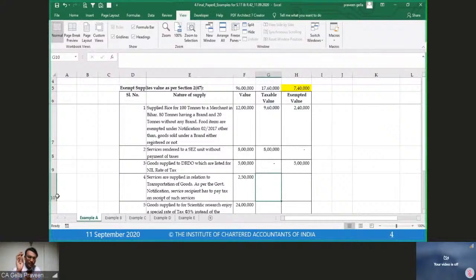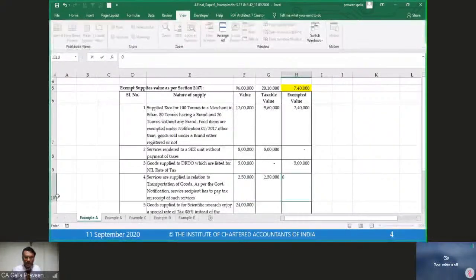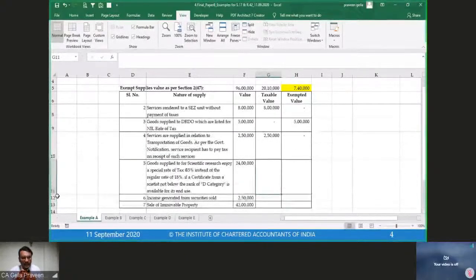Now, first and foremost, is it exempted? The answer would be: GTA is not an exempted activity. For rendering of goods transport agency services, there is a rate of 5% without input tax credit, 12% with input tax credit. There is no nil rate, there is no exemption. Because there is no exemption, I would say it is taxable, and in the exempt column I'll put 0.